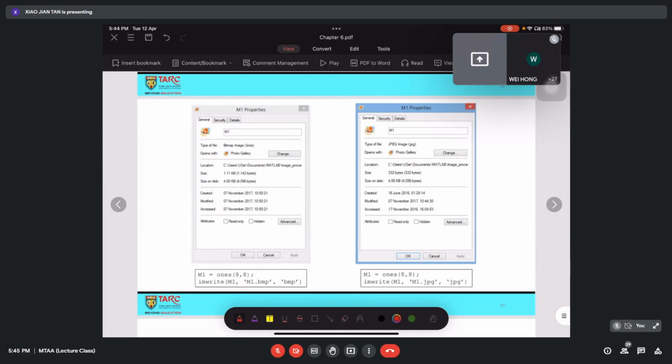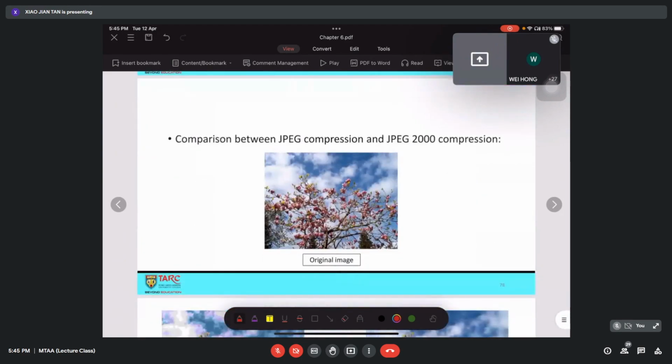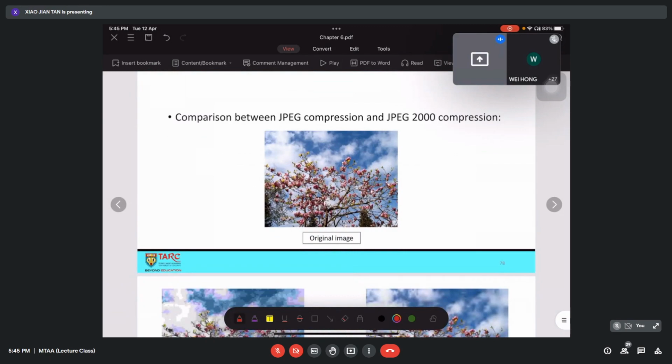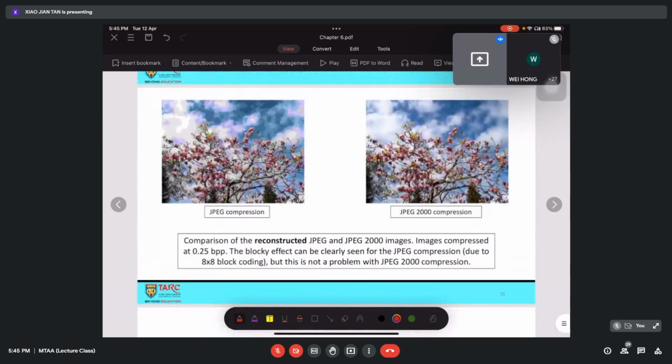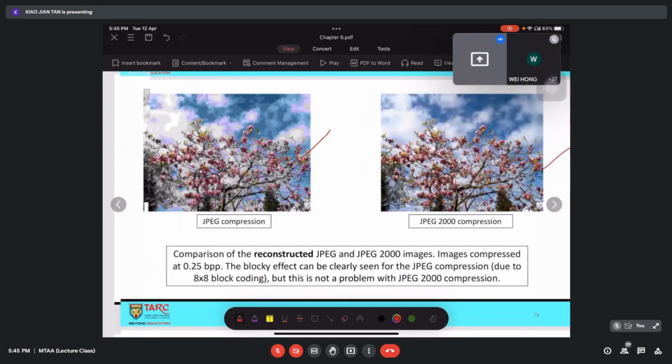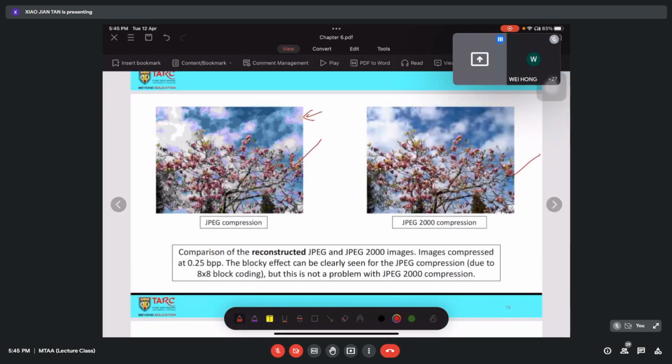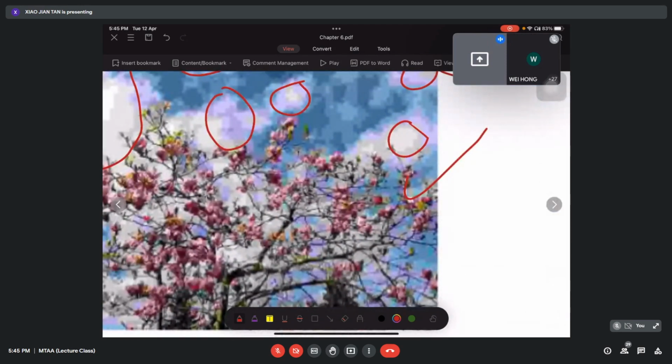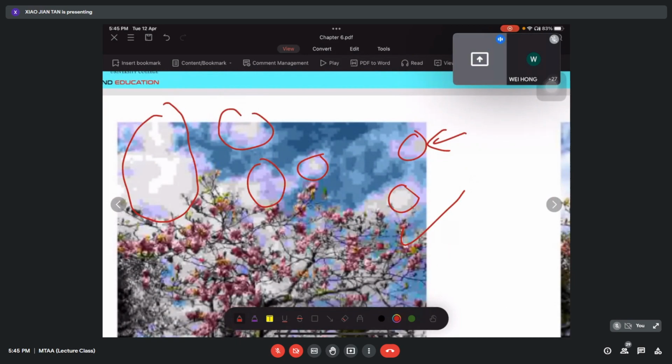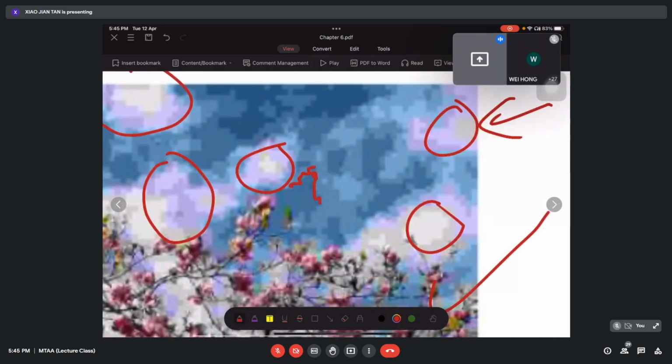So, a comparison between JPEG compression and JPEG 2000. This is JPEG compression and this is JPEG 2000. So you can see that the quality is very low. And somewhat, can you see this gray color and purple color? Especially the purple color. There are two things for you to observe in this image. First is the blocky effect. Can you see all these blocks? I think it's quite obvious, right?